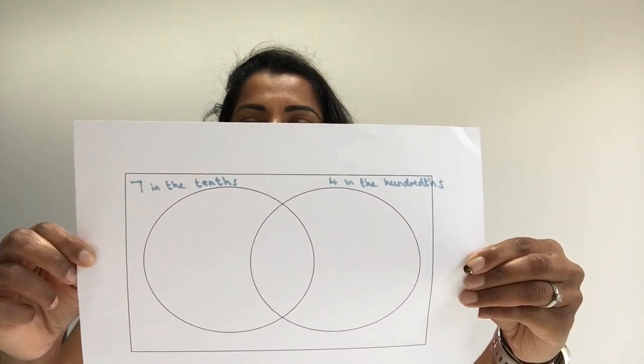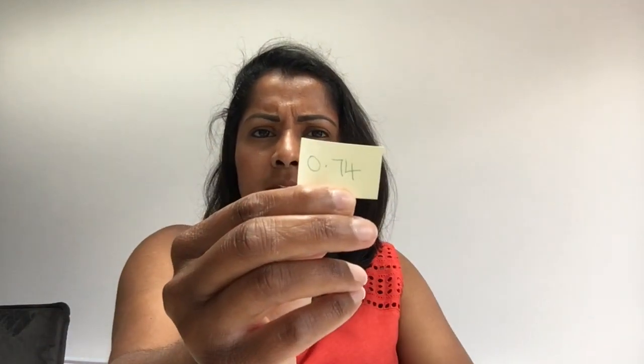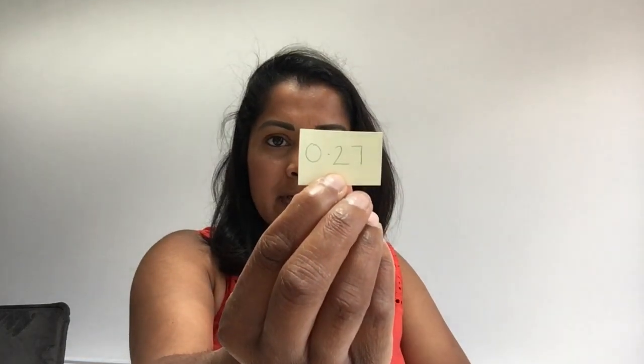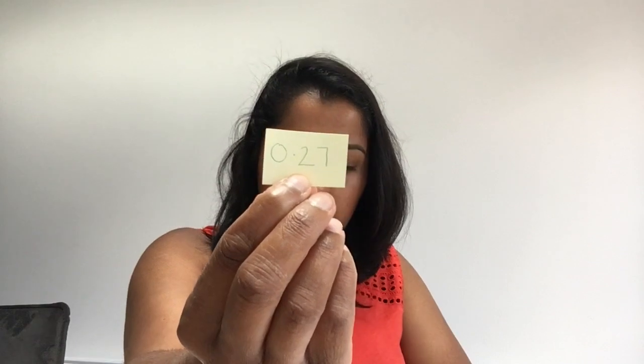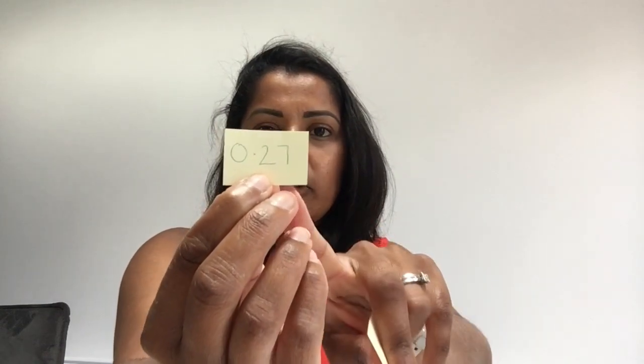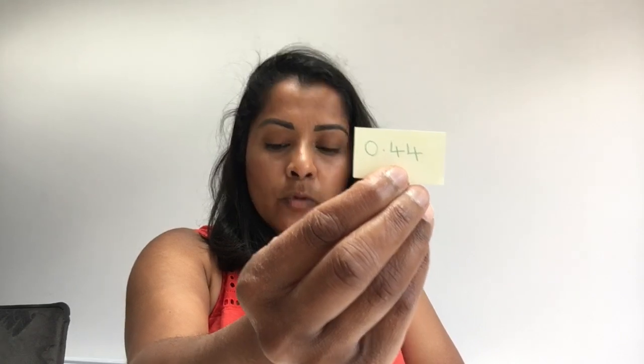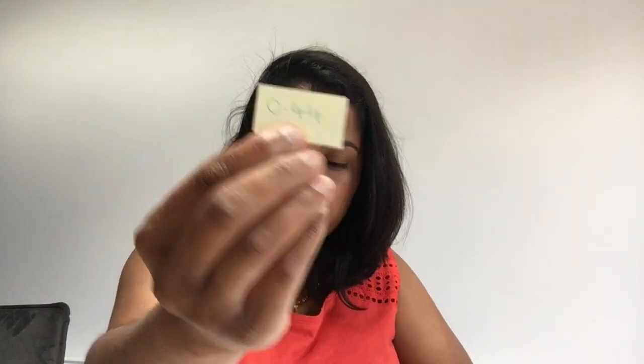Let me quickly show you an example. I've got 0.74, so that's going to go in the middle because it has a 7 in the tenths column and a 4 in the hundredths column. I've got 0.27. The 7 isn't in the tenths column, and there isn't a 4 in the hundredths column. The 7's in the hundredths column, so that's going to go outside the Venn diagram. I've got 0.44, and I can see I've got a 4 in the hundredths column, so that will go into the hundredths side.